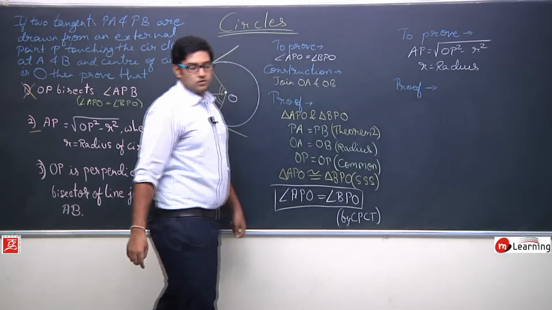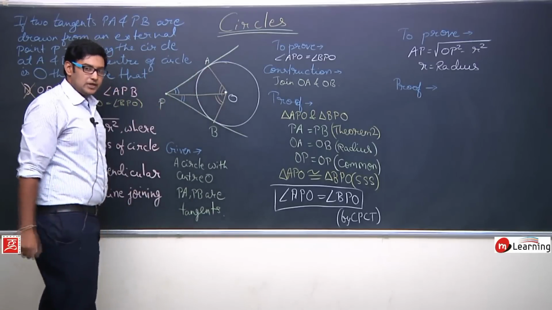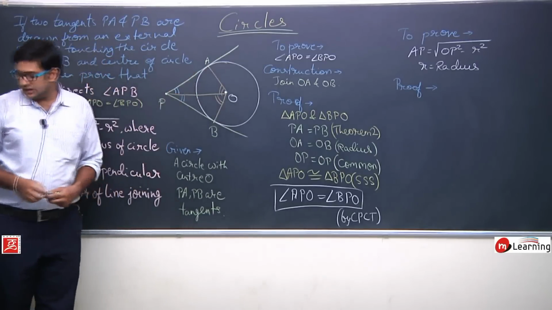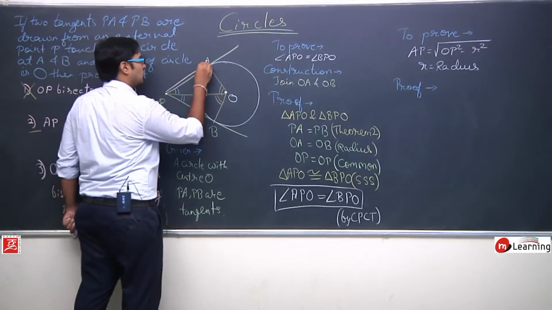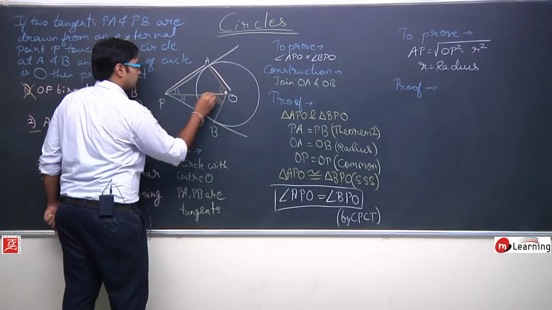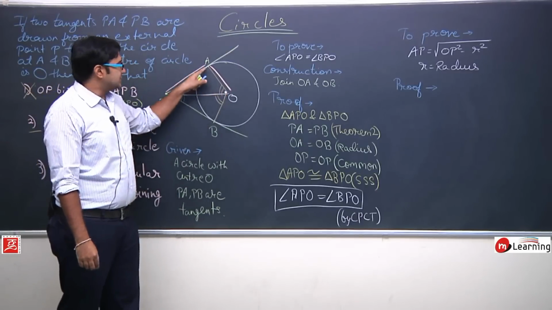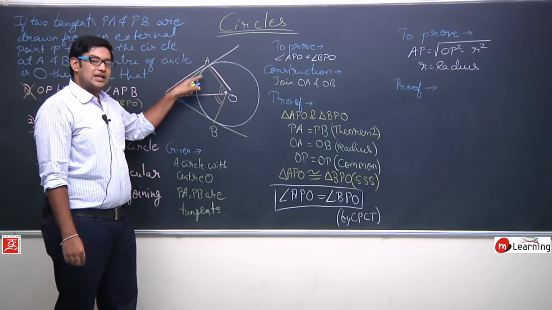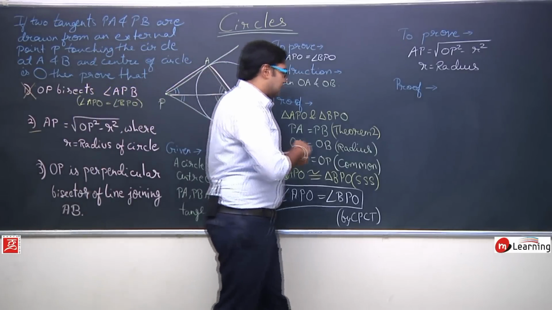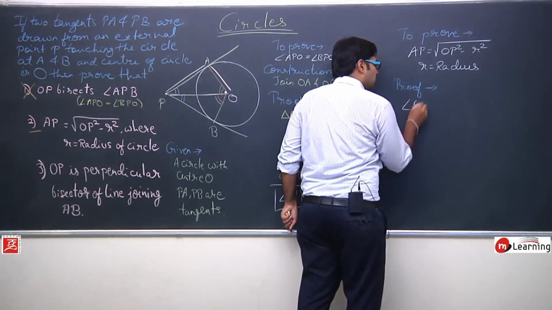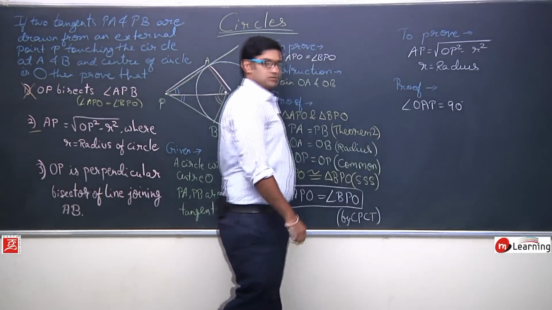What is AP? AP is the length of the tangent drawn from point P. If you observe the triangle PAO, in this triangle, what will be the measure of this angle A? I can say that angle OAP is equal to 90 degrees.